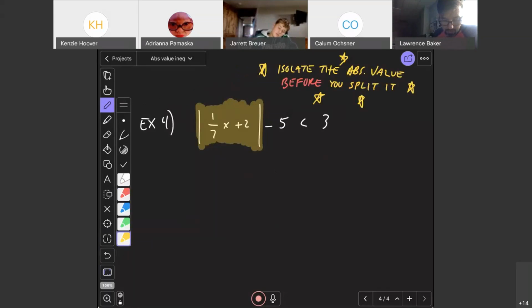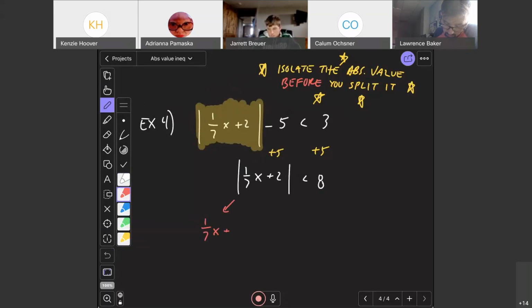In that case, I just need to add 5 to both sides and rewrite the problem. So now it needs to be less than 8. Let's watch out for stuff hanging on the outside. Now we're going to break it in half. The first one's pretty much the same, except the bars are gone. The second one, we make sure that we flip the symbol and the sign on that right side.